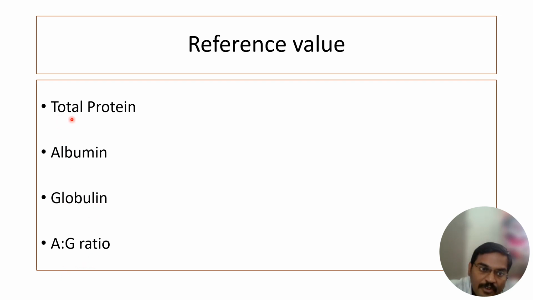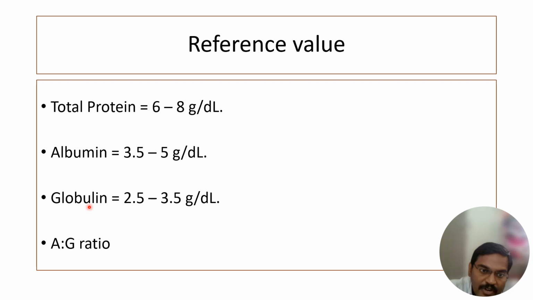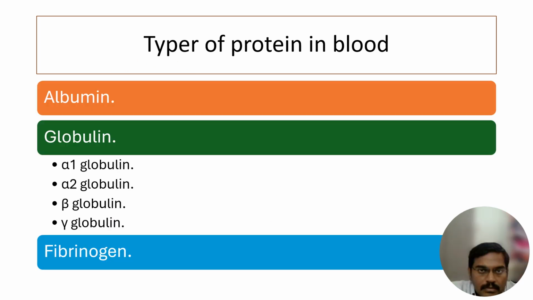What is the reference value for total protein present in the blood? It's 6 to 8 gram per deciliter. For albumin, the reference value is 3.5 to 5 gram per deciliter. For globulin, the reference value is 2.5 to 3.5 gram per deciliter. And the AG ratio, albumin globulin ratio, is 1.2 to 1 to 1.5 to 1. This is the reference value for these four parameters, and you have to remember only these four.